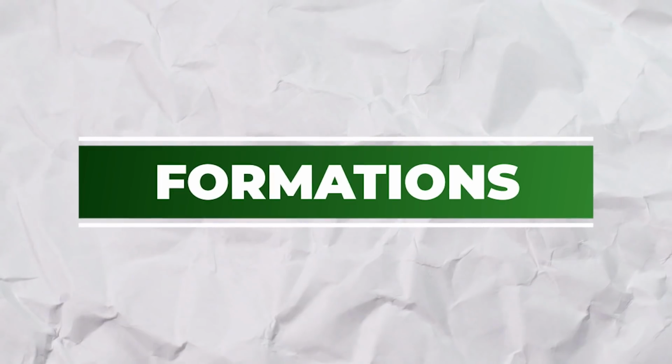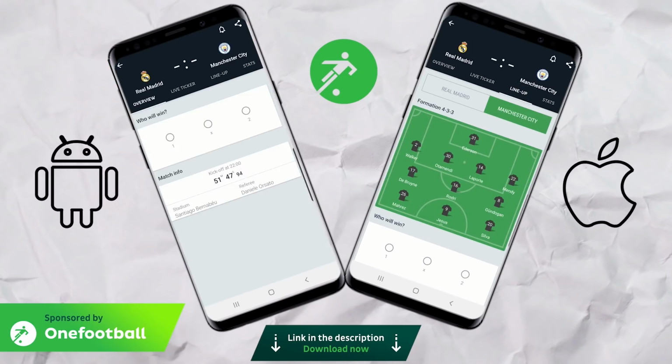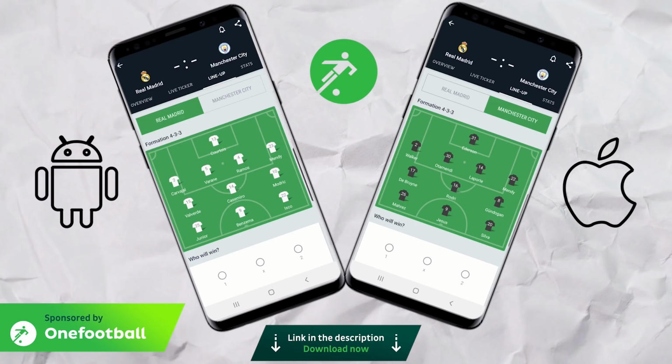A quick reminder of the formations used on paper by both sides, although on the pitch they were much more fluid, as shown by the OneFootball app.